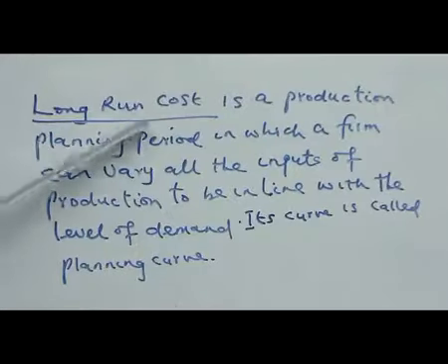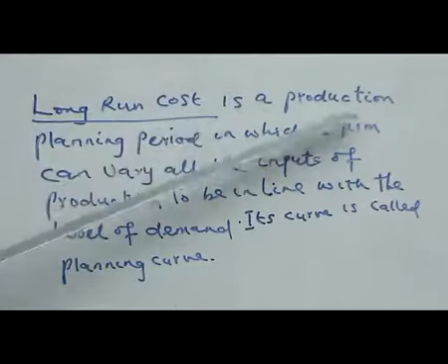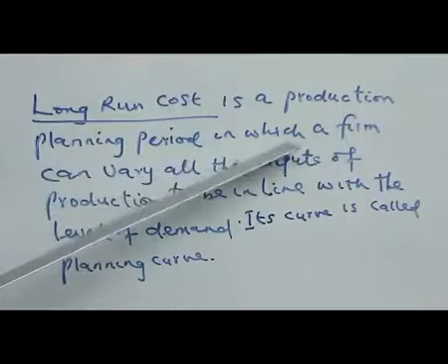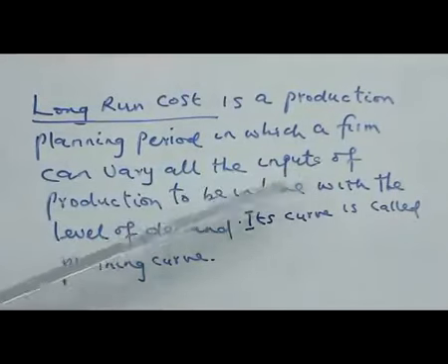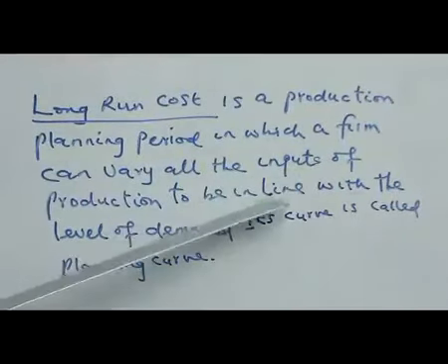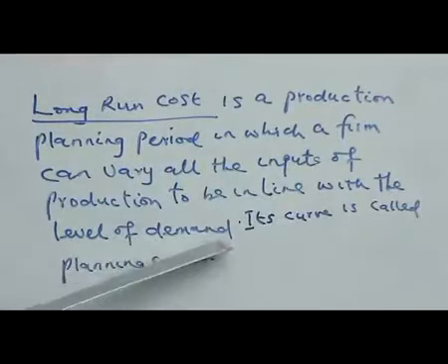The second one, long-run cost, is a production planning period in which a firm can vary all the inputs of production to be in line with the level of demand.